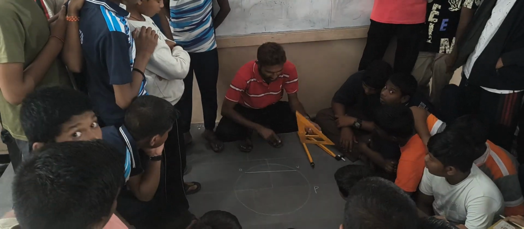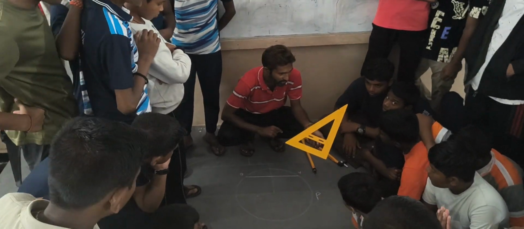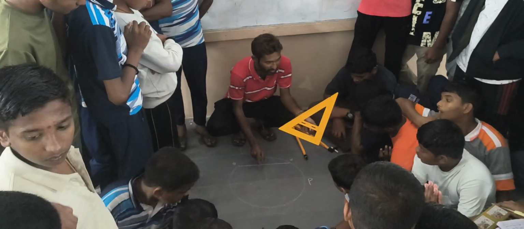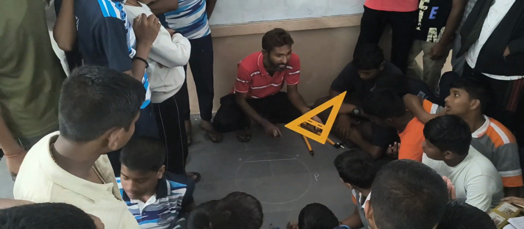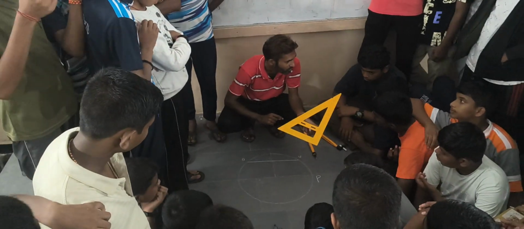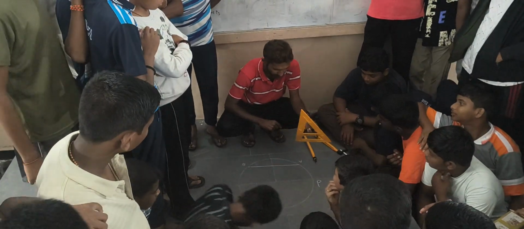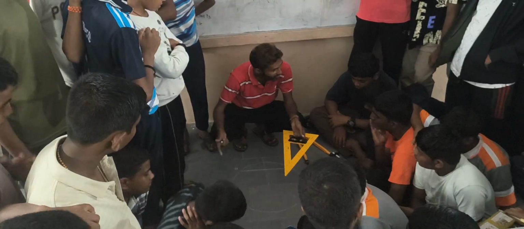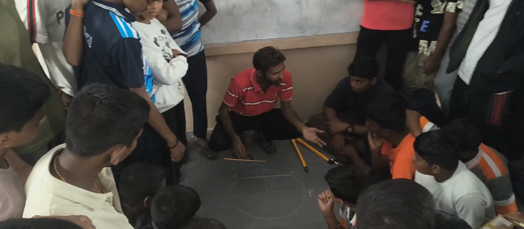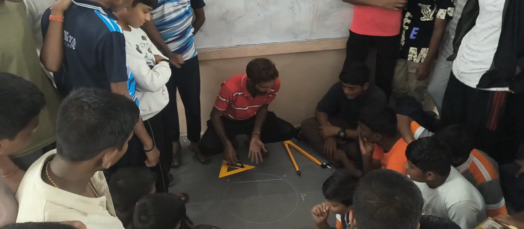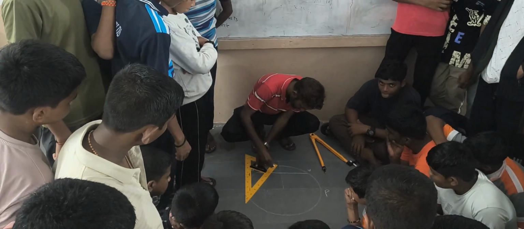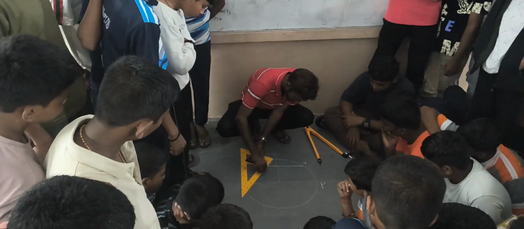Okay? Actually, we need to draw 2 chords. But the condition for drawing these 2 chords is these 2 chords should not be parallel. So non-parallel 2 chords we need to draw. So I am going to draw another chord which is not parallel to AB. So what do you mean by non-parallel? That must intersect. So I am going to draw another chord in such a way that it is intersecting the given chord.